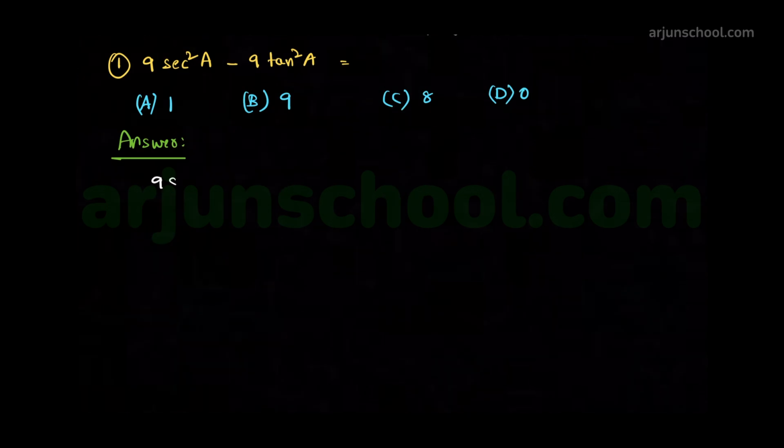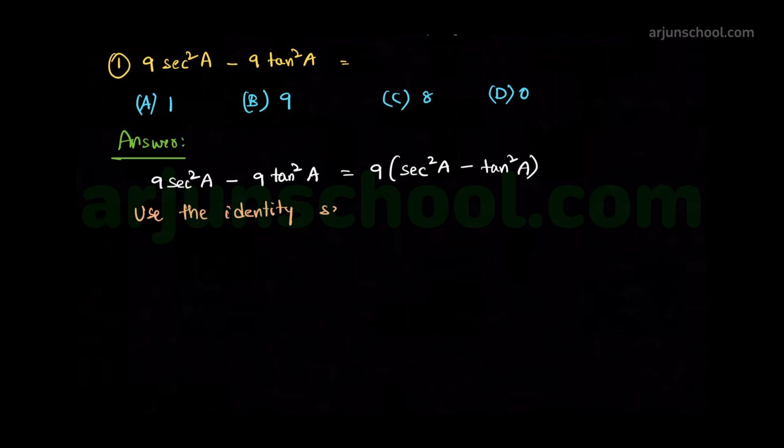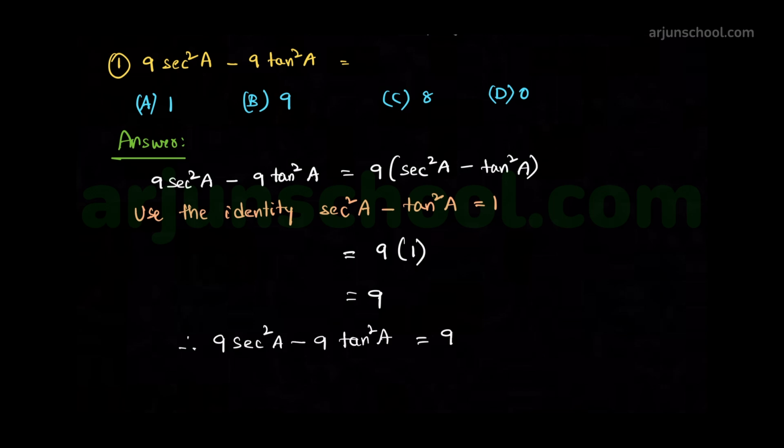Take 9 as common, then 9 sec² A minus 9 tan² A is equal to 9 of sec² A minus tan² A. Now let us use the identity: sec² A minus tan² A is equal to 1. Let us substitute this in the above expression, which is equal to 9 times 1 is equal to 9. Therefore, 9 sec² A minus 9 tan² A is equal to 9. Therefore, the correct option is option B, 9.